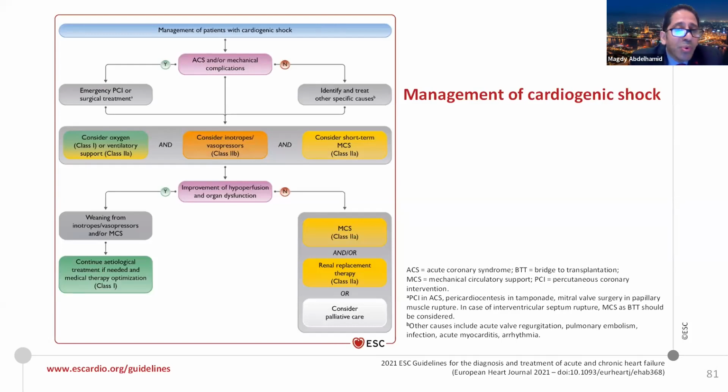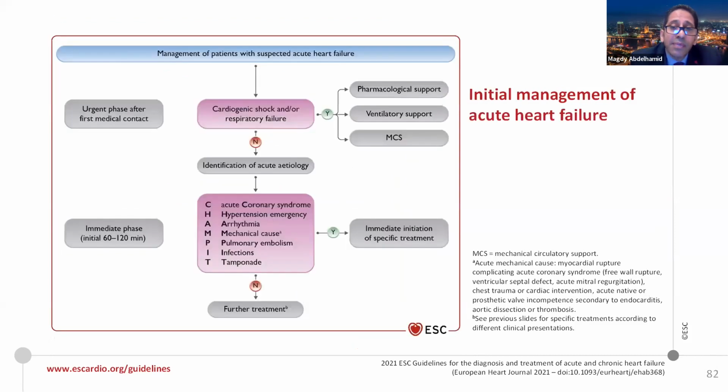If the patients improve regarding the perfusion, then weaning from inotropes, vasopressors, and/or MCS is recommended, and to continue etiological treatment if needed, and the medical therapy optimization. If not improved, consider mechanical circulatory support, renal replacement, and palliative care.